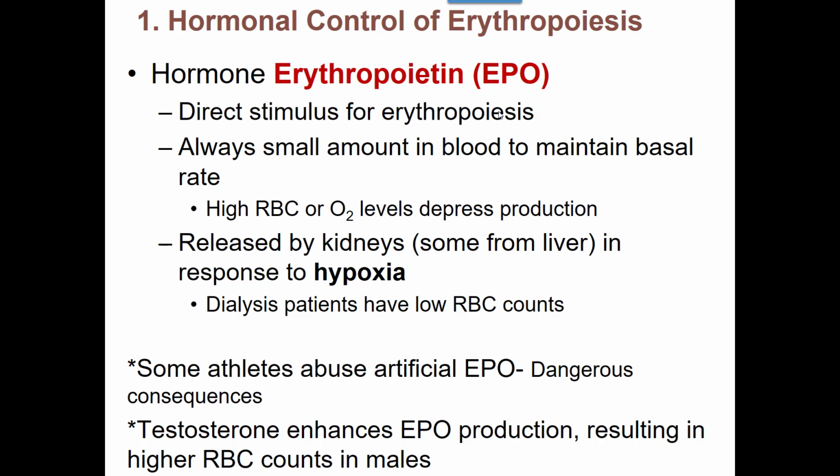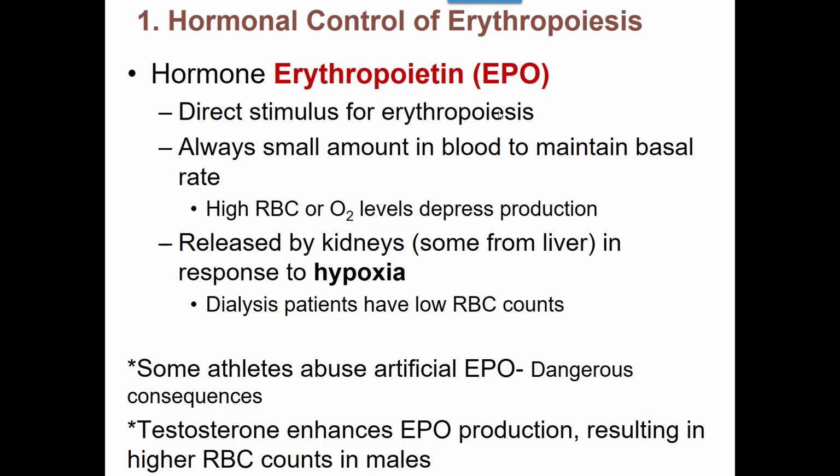Now, the hormone is made in the kidneys, some from the liver, but we'll mostly just talk about it as the kidneys. And it's always released in response to hypoxia, or a low amount of oxygen. Now, dialysis patients are always going to have a low red blood cell count. That's because their kidneys have stopped working properly enough that they require dialysis. If there's some type of damage to the kidneys, there's going to be some type of damage to the making of that hormone erythropoietin.